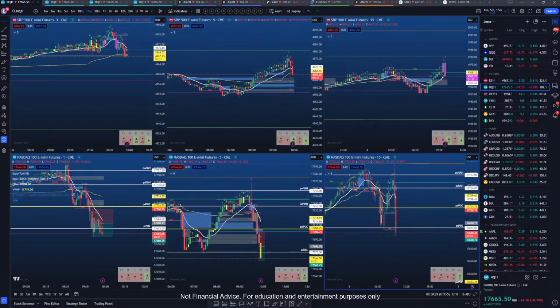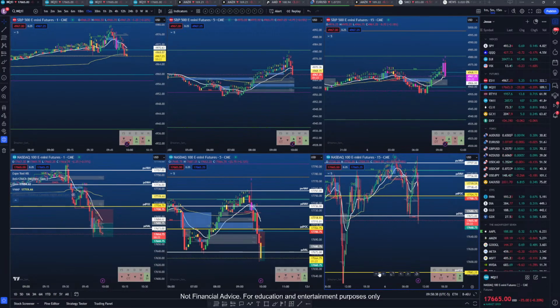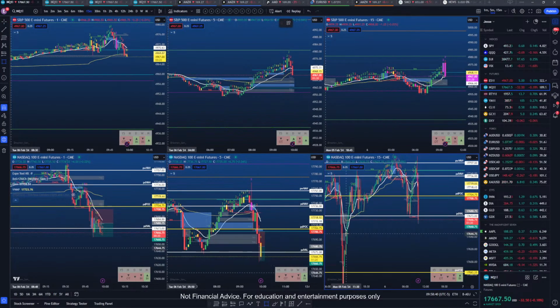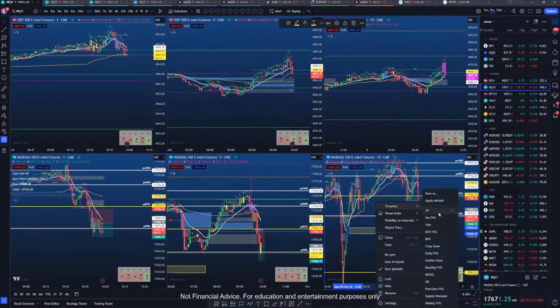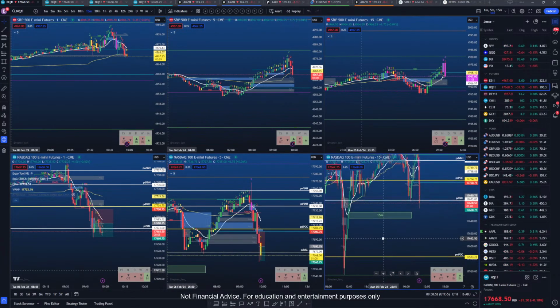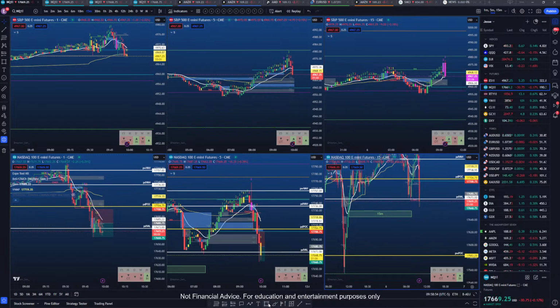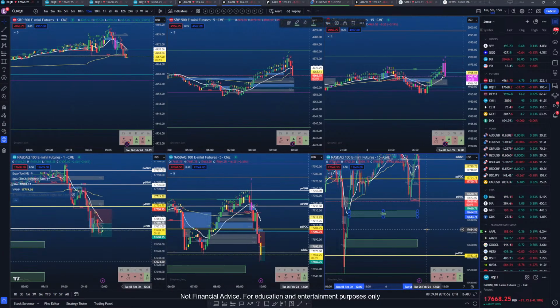All right, we are getting under low of day here. Got some fair value gaps below us, but mark those out while we're waiting here. Only one fair value gap. Oh, here's another one. So a couple fair value gaps to be watching.